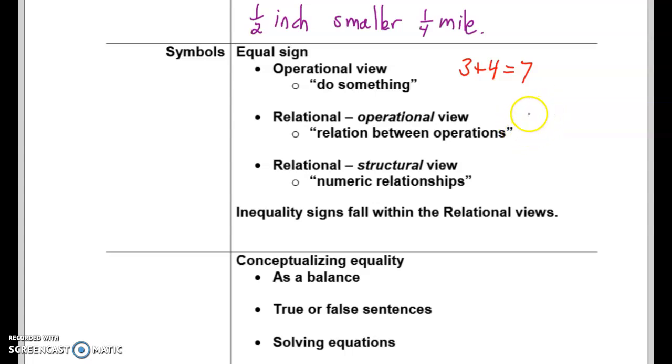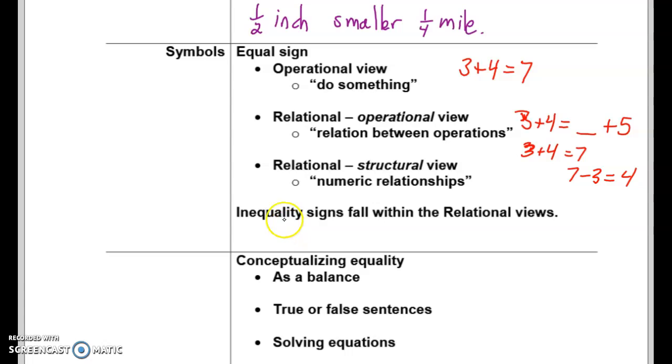So when we see one of these questions, like 3 plus 4 is what plus 5? Or something like the relationships between numbers: if we know 3 plus 4 is the same as 7, then 7 minus 3 would be the same value as 4. So these structural views are sometimes numerical relationships. That's where your properties will fall in.